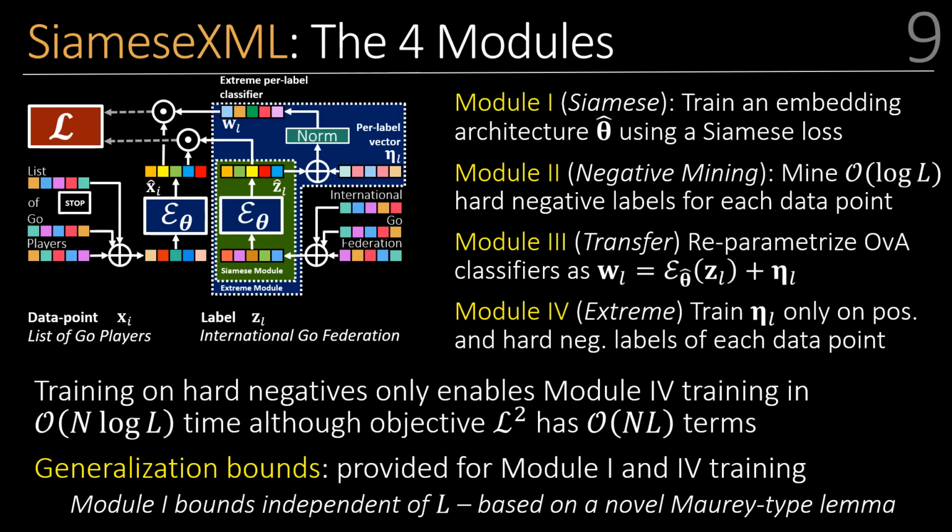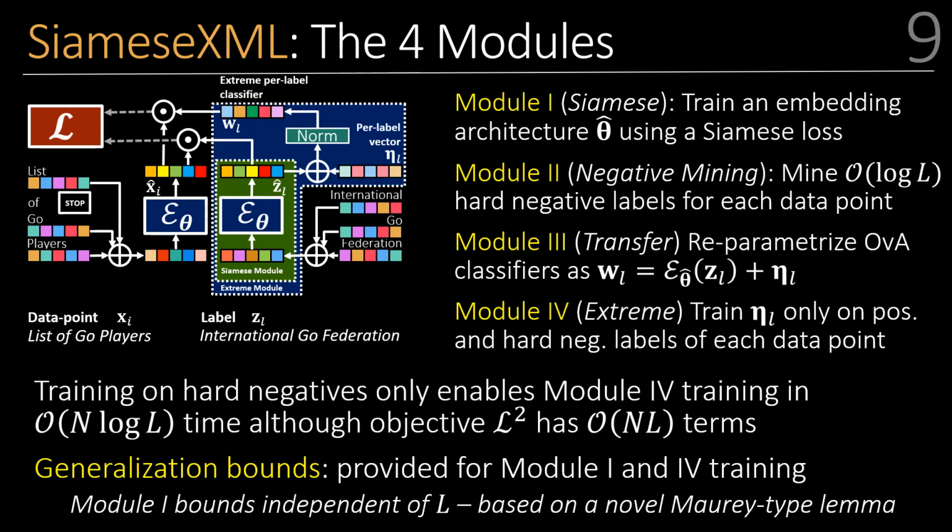Second module mines order log-L hard negative labels for each data point using an approximate nearest neighbor structure that is learned only once during the training. Module 3 reparameterizes the label representation as a combination of label embedding that is based on label text and a free vector. Finally, fourth module learns the free vector eta L using the positives and only the sampled hard negatives for each data point. Note that such a training pipeline cuts down the training cost to order n log L compared to order nL. This is achieved by considering order log L labels for each data point instead of all L labels.